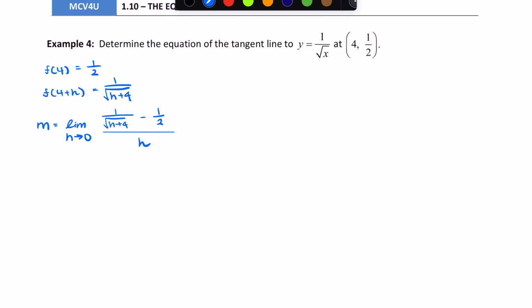So here, what we want to do is simplify using a lowest common denominator. So just a note here: first simplify using lowest common denominator, then use conjugate radicals to solve for the limit.